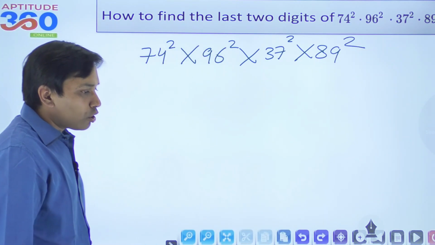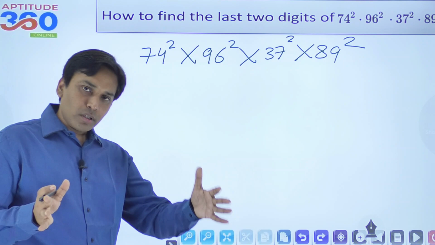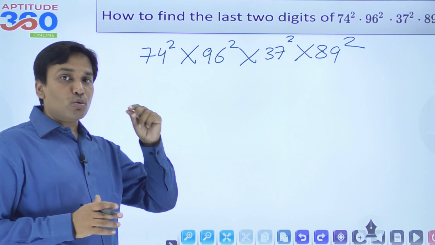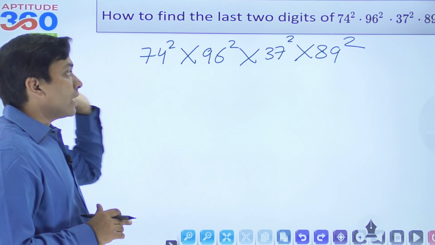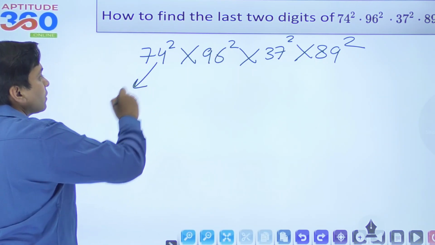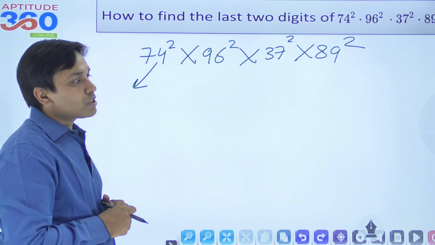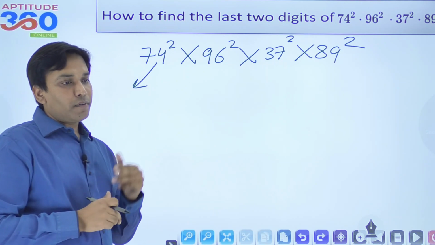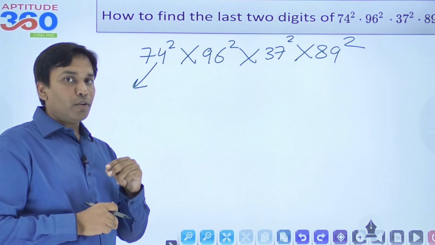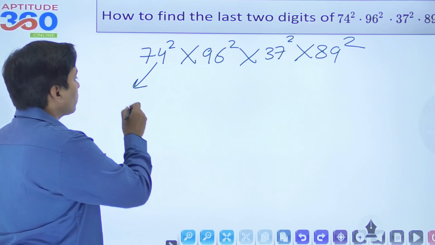And the question is not asking me to find out the entire number. The question rather is asking me to find out the last 2 digits of this entire product. Now see this. How do you find out the last 2 digits of 74 square? 74 square is 50 plus 24. And what is 24 square? 576. That's going to be 76.